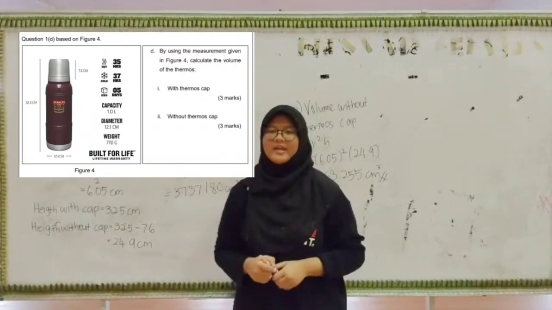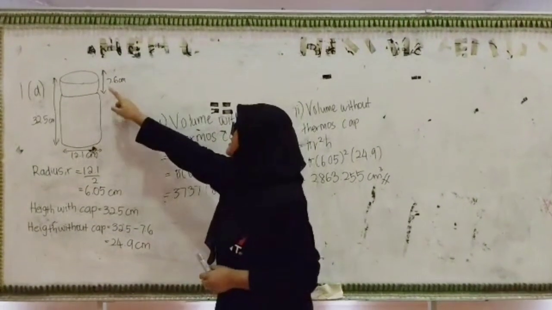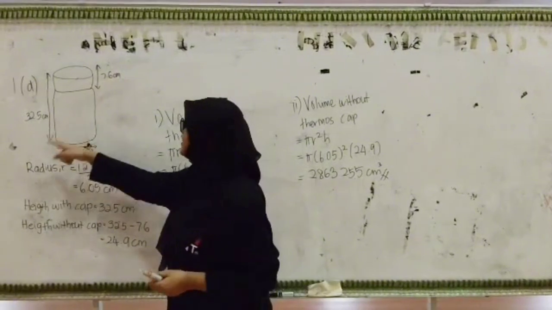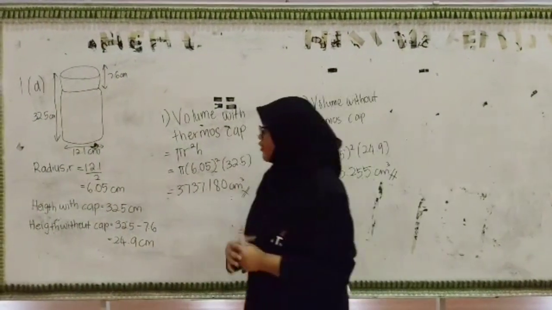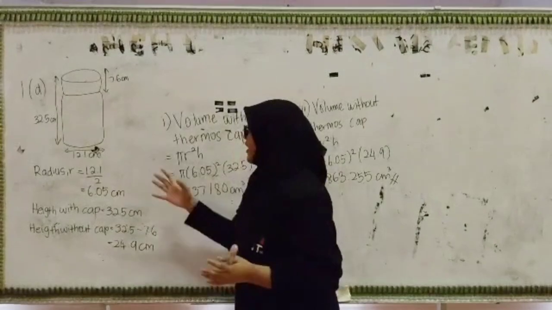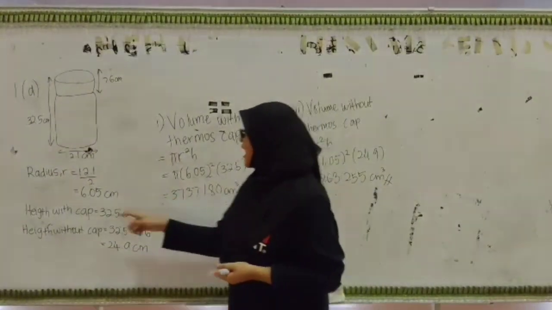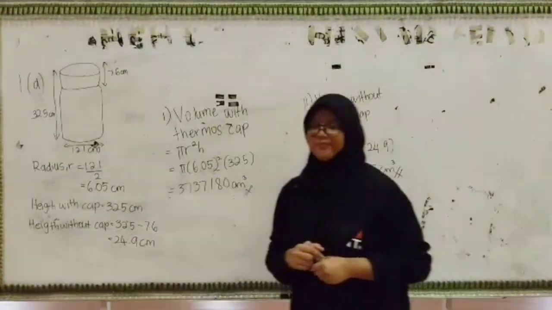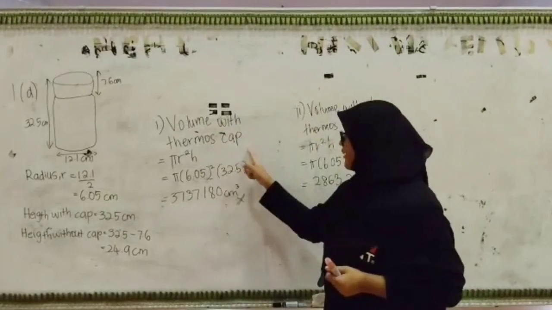For question 1D, we are given a thermos. The thermos cap is 7.6 cm and the whole thermos height is 32.5 cm. First, we need to find the radius. We are given the diameter, we just need to divide by 2 and we get the radius, which is 6.05 cm.